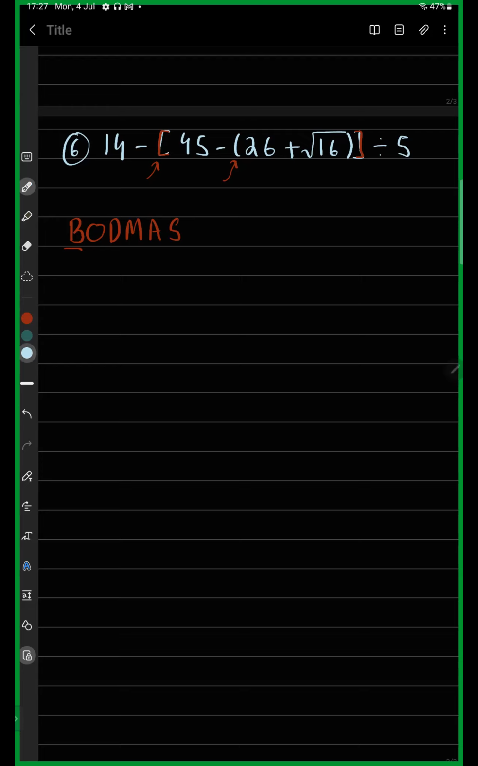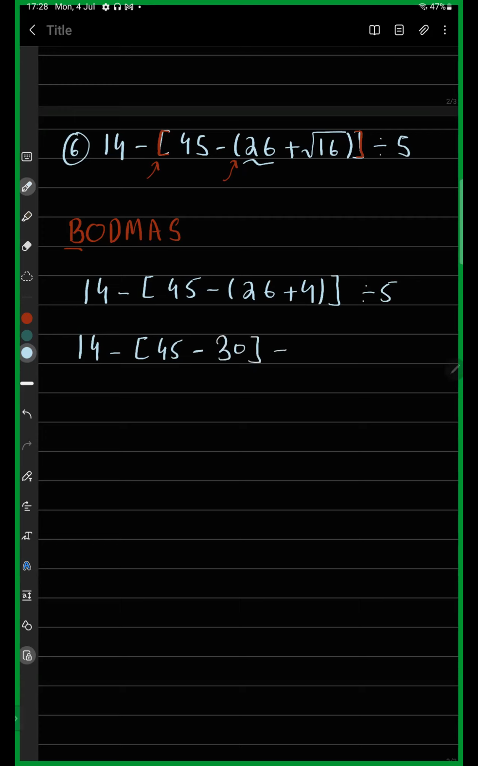So let's just do that. 14 would come as it is, minus would come as it is, square brackets would come as it is, 45 would come as it is, minus. Then we have circle brackets, so it would be 26 plus root 16. What is root 16? Root 16 is 4, right? Square root of 16 is 4. We know that. And then we have again square brackets divided by 5. So I'll again write it down this way. 14 minus 45 minus 26 plus 4 would give you 30. Then square brackets divided by 5.